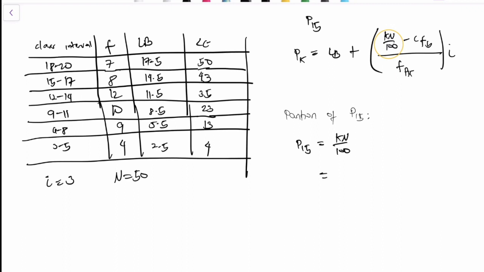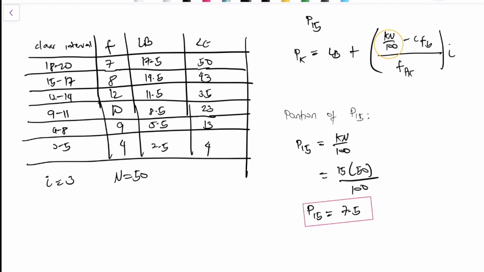Now let us plug in the values. The k here is 15, which is P15 or Pk. So 15 times the total frequency, which is 50, over 100. So our P15 position is, let us plug into the calculator, 7.5. Now what is the relevance of this 7.5 in our problem?